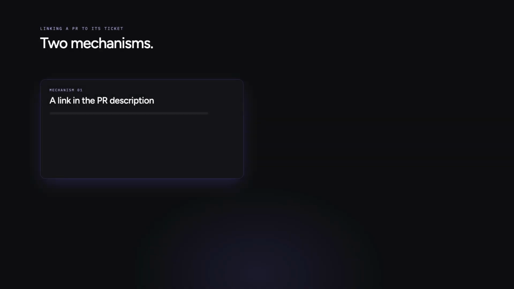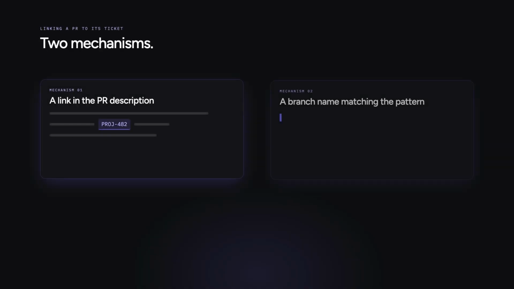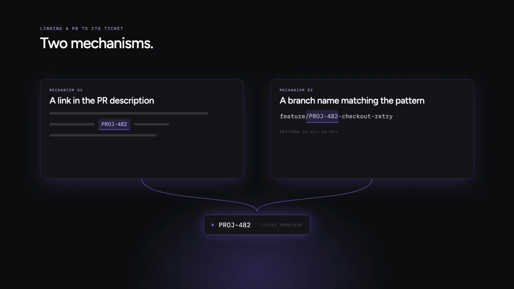And how a pull request declares its ticket matters just as much. There are really only 2 mechanisms: a direct link in the PR description, or a branch name that matches the ticket ID pattern. Test it out to see if the integration works well with how your team operates.